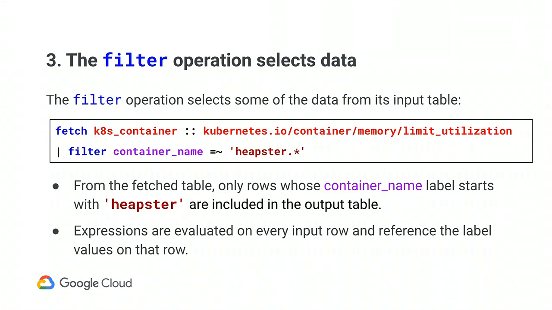This is a fairly simple expression. It's basically looking at one column, the value of one column in the row, and asking, does it start with the word heapster? If it does, that'll be true. Otherwise, it'll be false. We'll see more complex expressions in a little bit.